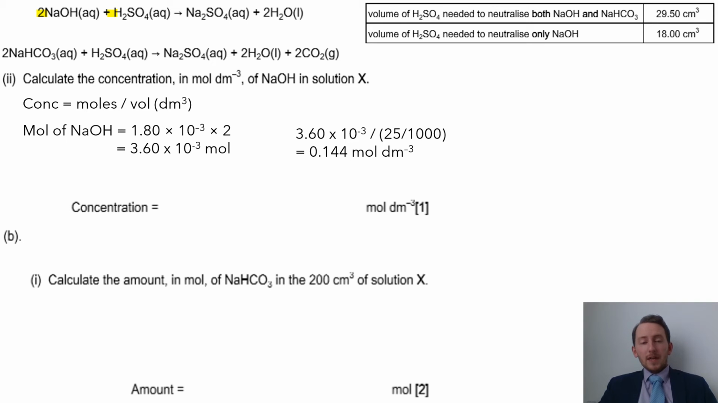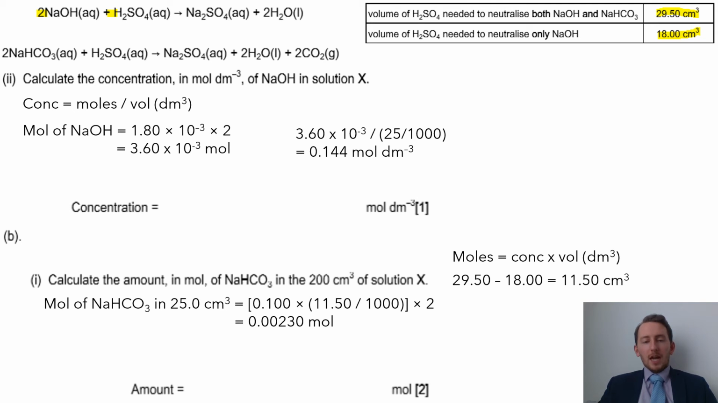The next part of this is to work out the moles of sodium hydrogen carbonate in the 200 centimeters cubed of solution X. Again, I need my equation, so moles is concentration times volume. In order to work out my volume, I'm going to take it from these values up here. These are the titrations that were carried out with both sodium hydroxide and sodium hydrogen carbonate, and then just sodium hydroxide. So if I do 29.5 minus 18, that gives me the volume that I need.